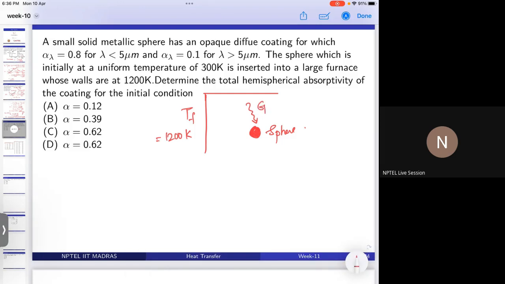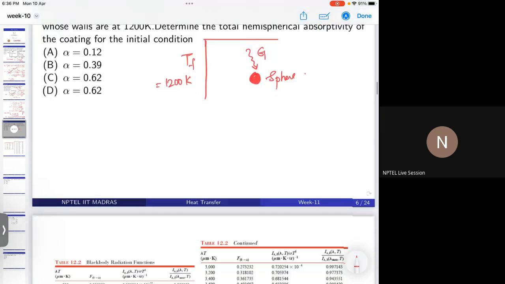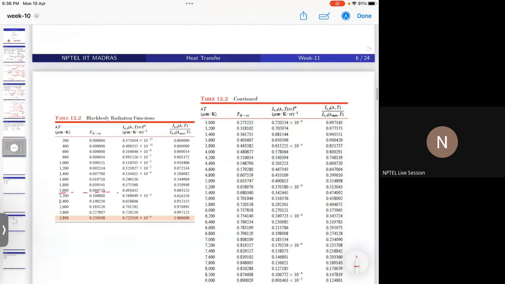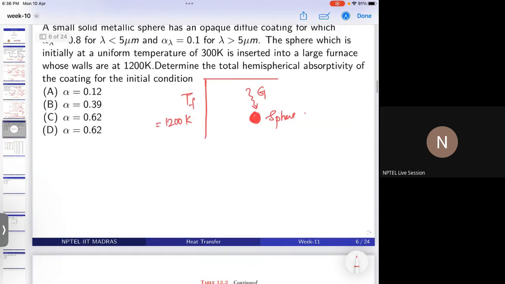Okay, the irradiation is coming. It is approximated as an irradiation from a black body at TF, the temperature of the furnace. We are assuming this because the size of the sphere is very small as compared to the furnace. This is the same approximation we took during the derivation of the Kirchhoff law.